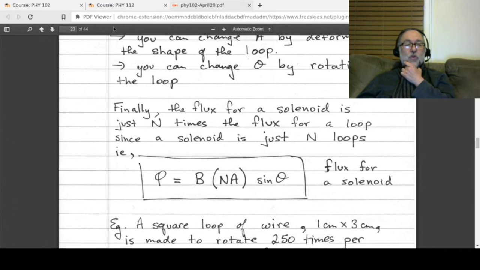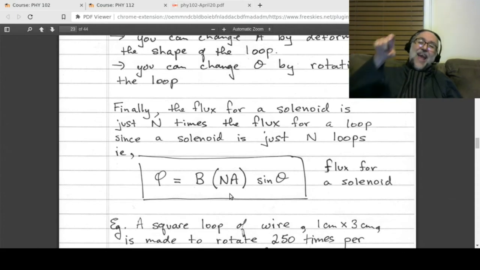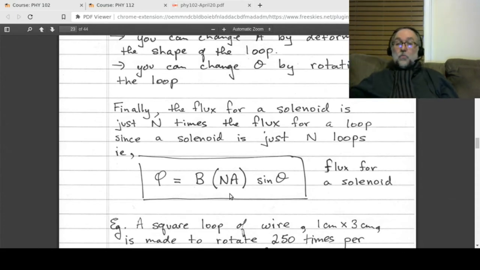One more equation before we start to do some problems. The previous equation that I gave you was actually the flux for a single loop. And what is a solenoid? A solenoid is n loops, okay? So you could think of a solenoid as not just having area A, but having area A for each one of the n loops that are in the solenoid.